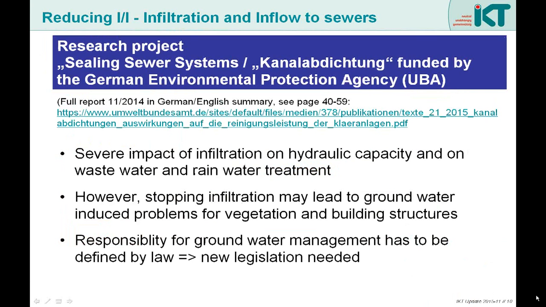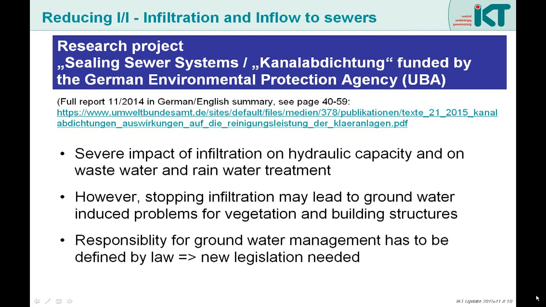As a result, a final report has been published. The complete report is in German, however, an English summary is included. It's about 20 pages long. Three of the main conclusions are summarized on this slide. First, infiltration is indeed a severe problem for hydraulic capacity and wastewater treatment. We have to address the problem and we have to find solutions.